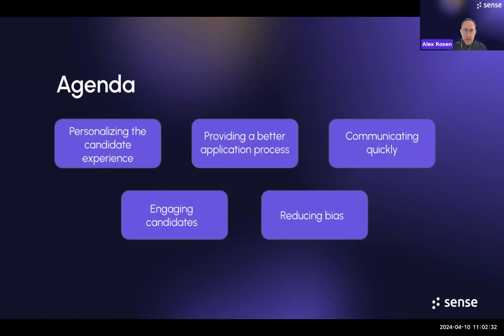So the agenda today, as I mentioned earlier, is really hoping to have a practical walkthrough of Sense and Sense AI, and really towards what can you do with AI now, or like I said, in the very near future. There's also a lot of cool things coming up, I think, that will be possible in the coming years, but we really wanted to keep this, hey, how can this change your business today, and how can you make a great candidate experience? So we'll be talking about 5 areas here: personalizing the candidate experience, providing a better application process, communicating quickly, engaging candidates, and while you're doing all this, reducing bias.